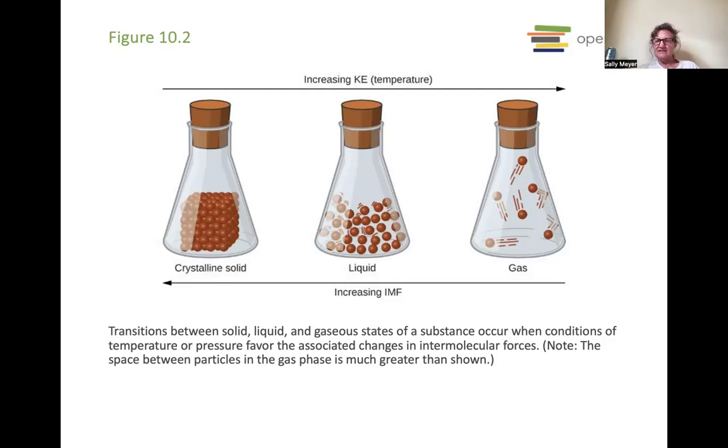But in both solids and liquids, the particles, molecules, or atoms, whatever it is that makes up the solid and the liquid, they're close enough together that the intermolecular forces are extremely important. Whereas when you look at the gas, this is exaggerated how big the gas particles are, but they're far apart. And so the intermolecular forces that will result aren't very important because the molecules aren't really close enough together to experience those forces.